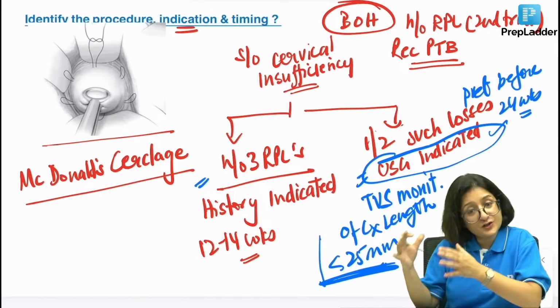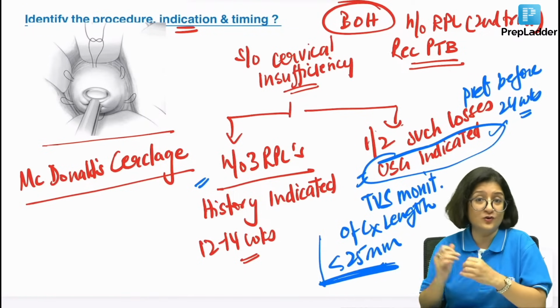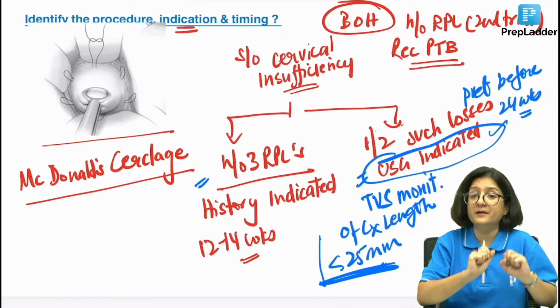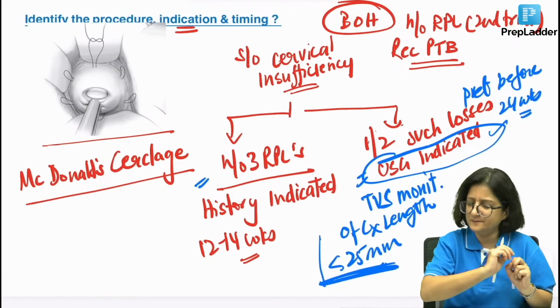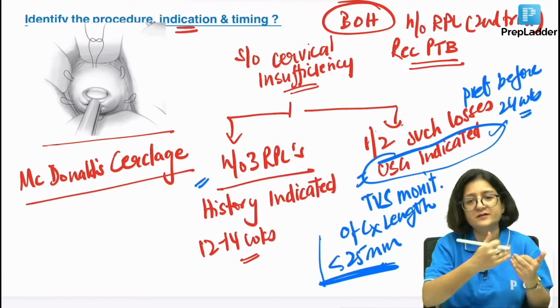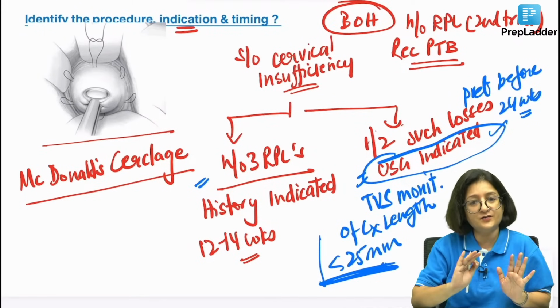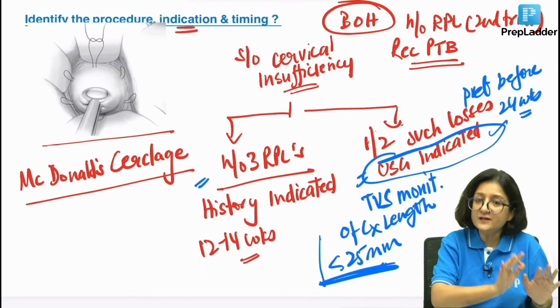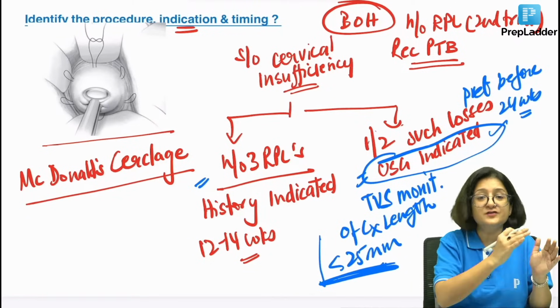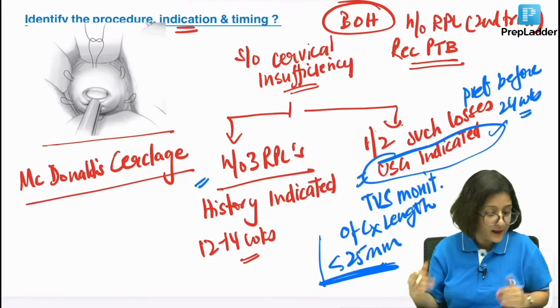Or if there is only short cervical length incidentally diagnosed and no prior bad obstetric history, no recurrent pregnancy loss history, no cervical insufficiency history, then we can give progesterone therapy, right? So remember, she either fits for cerclage clear cut, and if she doesn't fit, then we think about progesterone therapy.